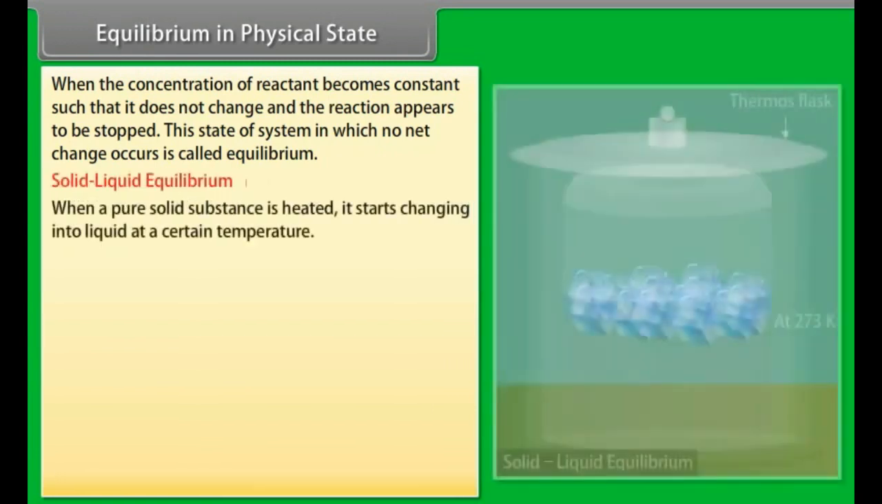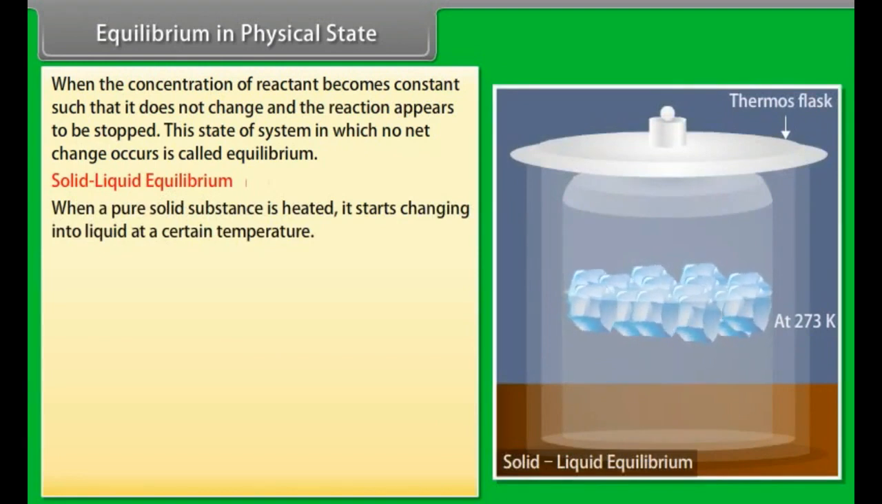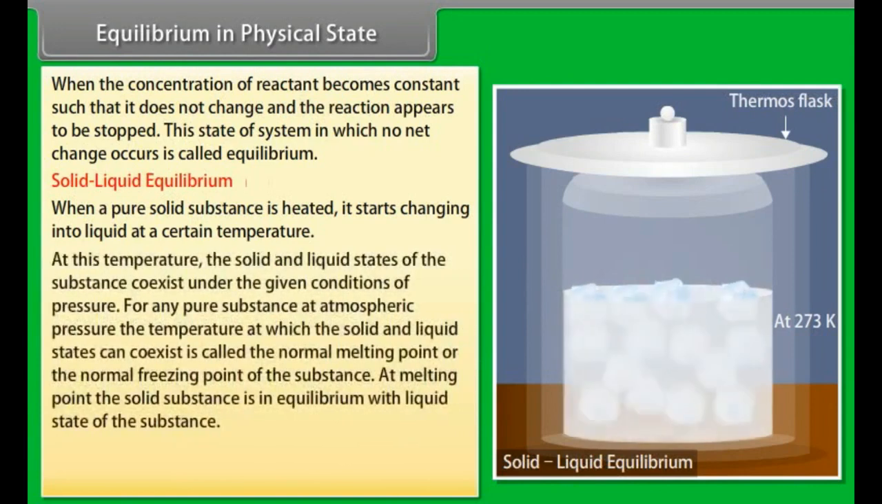Equilibrium in physical state. When the concentration of reactant becomes constant, such that it does not change and the reaction appears to be stopped, the state of system in which no net change occurs is called equilibrium. Solid-liquid equilibrium. When a pure solid substance is heated, it starts changing into liquid at a certain temperature. At this temperature, the solid and liquid states of the substance coexist under the given conditions of pressure.